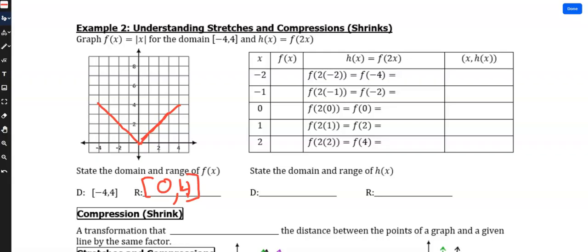Okay, now we're talking about shrinking. All right, now, this looks like you are multiplying the x's by 2. I do see how that appears. But what you're going to see here is that, well, actually, they're doing what's called a horizontal shrink.